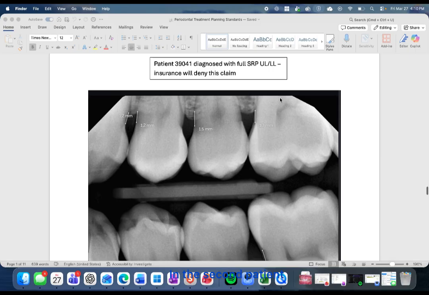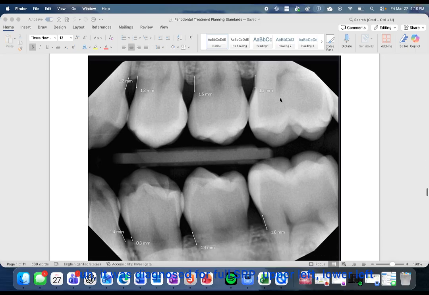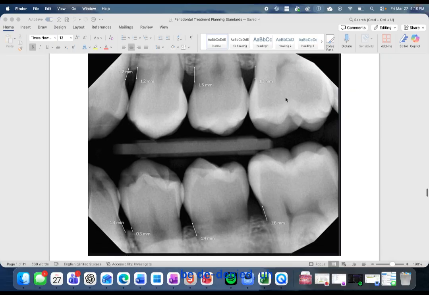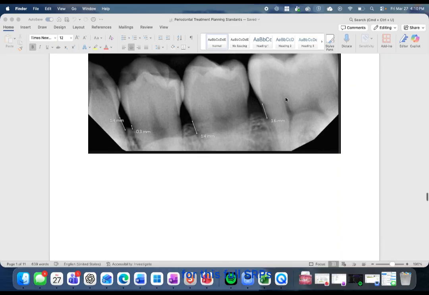In the second patient, it was diagnosed for full SRP, upper left, lower left. But look at these measurements, 1.2, 1.2, 1.5, 1.3. I don't see any twos. I don't see any radiographic calculus. So this claim will definitely be denied for this full SRPs.